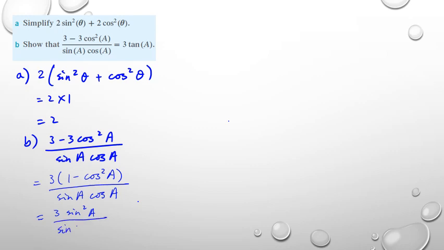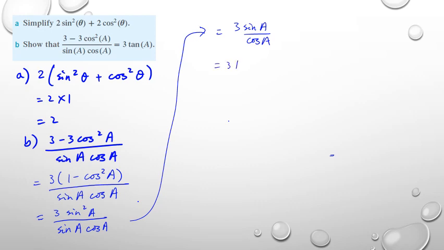But if you have a look, there's a sine of a on the bottom. So we can actually divide top and bottom by sine of a, so we're left with 3 sine of a over cos of a. Now I've written down before that sine over cos is just tan, so we get 3 tan of a, which is what's required.